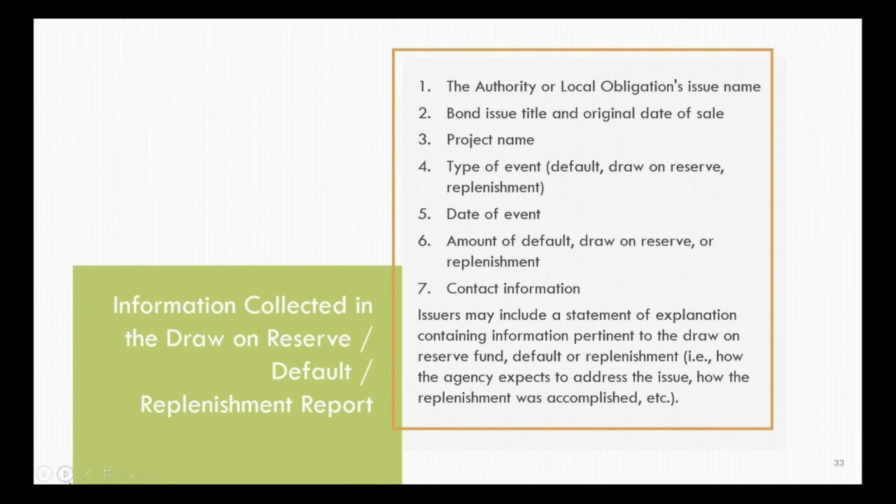The information collected in the Draw on Reserve Default Replenishment Report is as follows: the authority or local obligor's issue name, bond issue title and original date of sale, project name, type of event, whether it's default, draw on reserve, or replenishment, date of event, amount of default, draw on reserve or replenishment, and contact information. Issuers have the option to include a statement of explanation containing information pertinent to the draw on reserve fund, default or replenishment, such as how the agency expects to address the issue, how the replenishment was accomplished, etc.